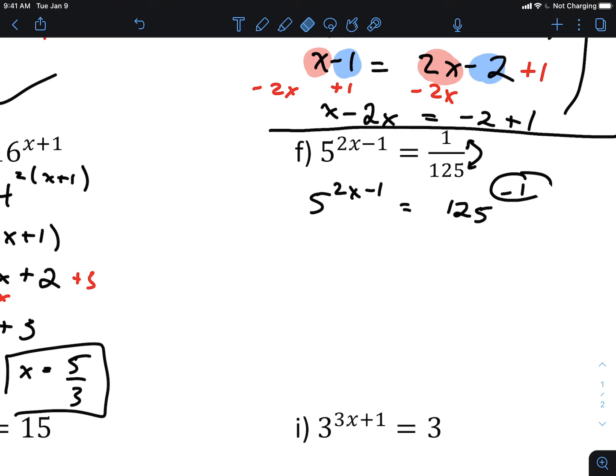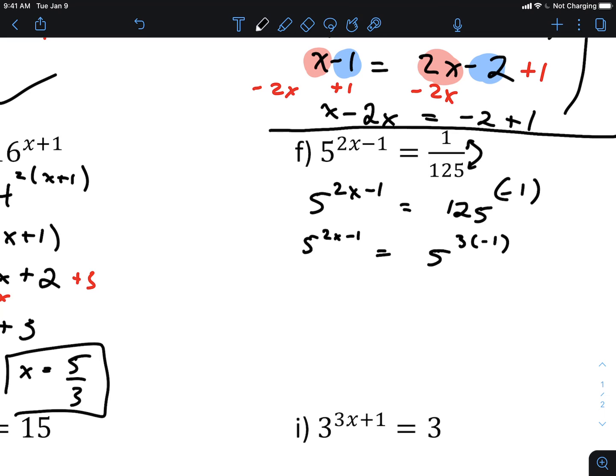And then your question can be, is there a way for me to write 125 as a base of 5? Right, so you rewrite this again. 5 to the 2x minus 1 has to equal 5 to some power, right? This is the goal. I'm trying to get the bases to match. Well, 5 to the power of 3 gives me that answer. And you multiply by the negative exponent that's sitting there, right? So we basically get this.